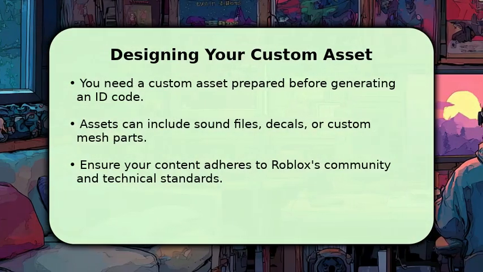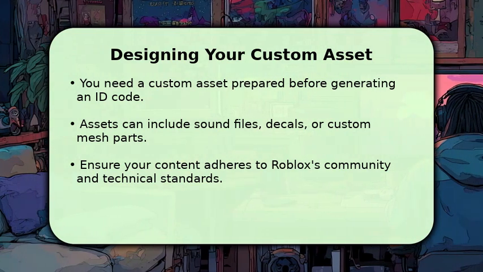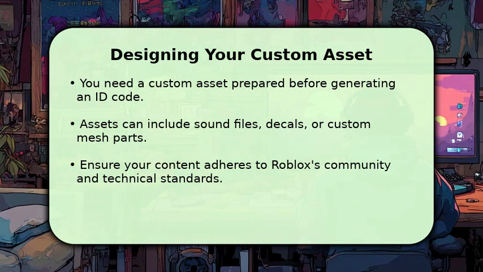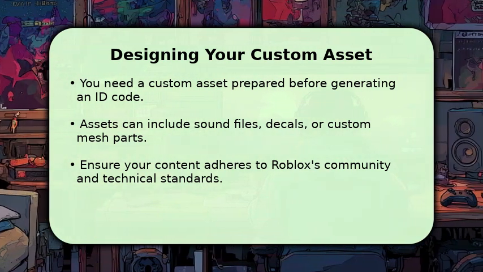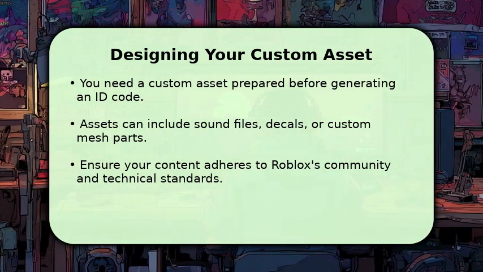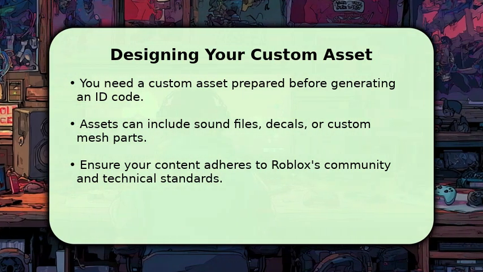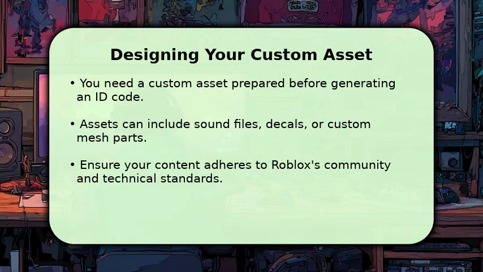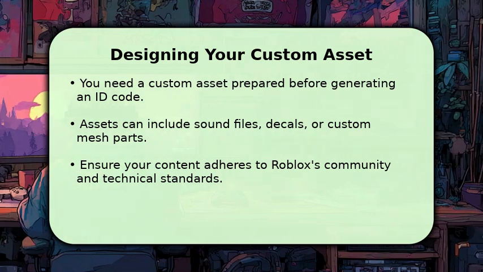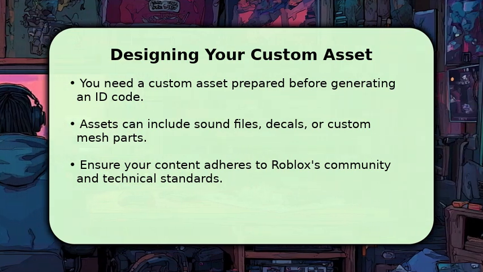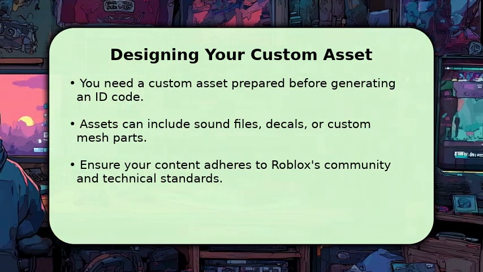Before getting an ID, you need a custom asset ready for upload. This could be a sound file, a decal, or even a custom mesh part for your game. Ensure your asset meets Roblox's community standards and technical specifications, such as image dimensions of 512 by 512 pixels or audio files under 7 minutes long. Creating high-quality, original content is the first important step.